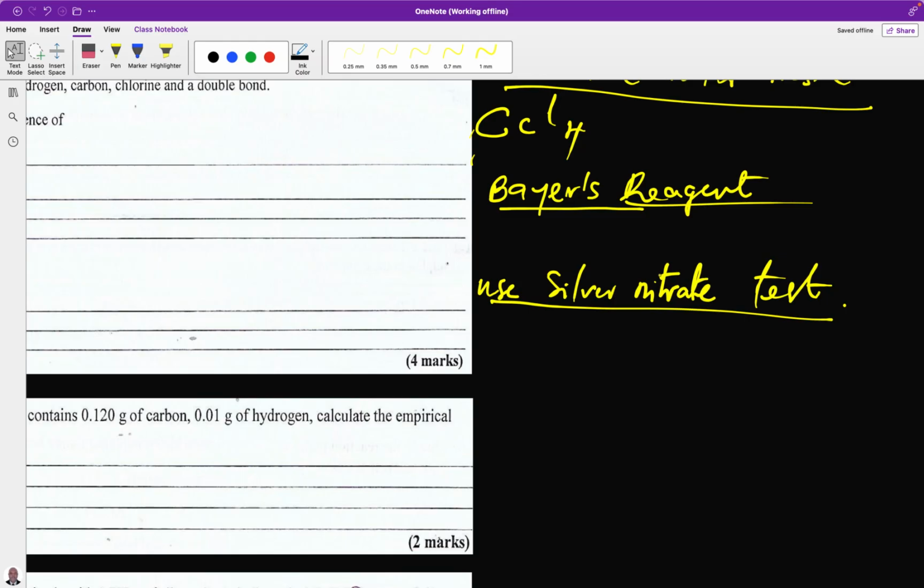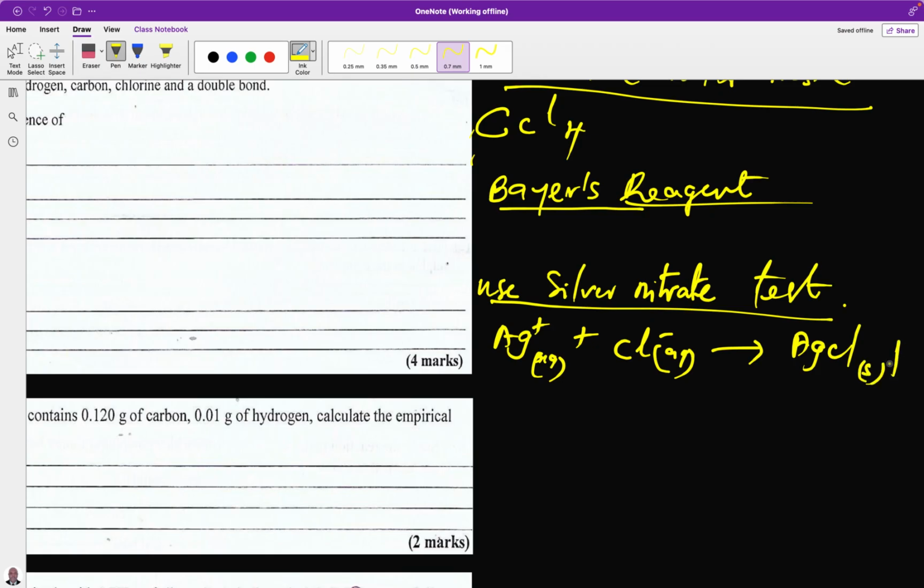So if you add this to any solution, silver nitrate will give this ion, Ag+ aqueous, plus the chloride ion. There will be a silver chloride, which is solid, formed as precipitate.